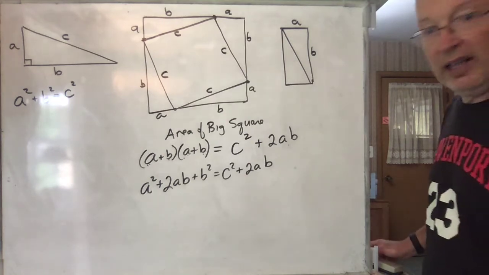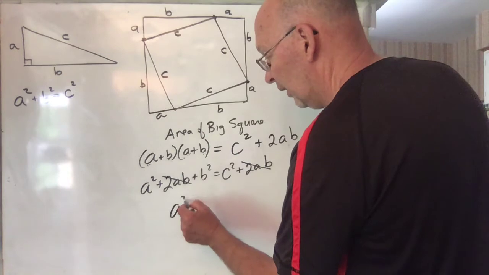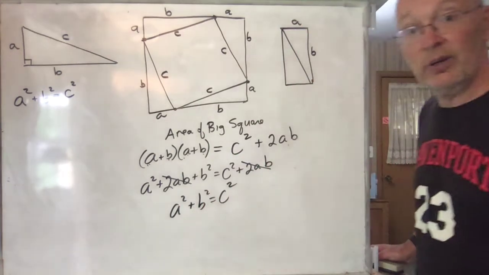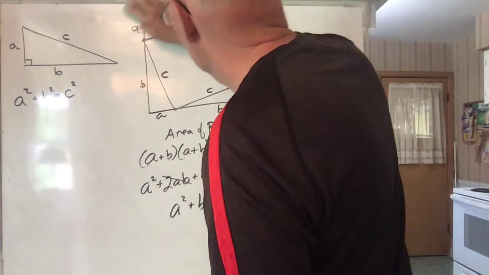And now you can see the very last thing to do. If you subtract 2ab from both sides, you get a squared plus b squared is equal to c squared. So there's Pythagorean theorem that's proved for you. Okay, pretty cool.